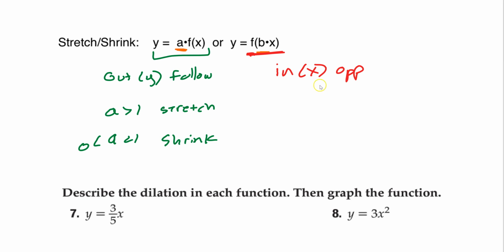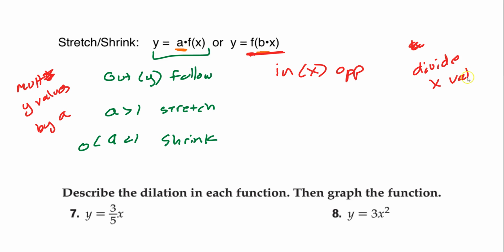So now this is a little tougher because in this one we multiply y values by a. And in this one, inside opposite, we're going to divide x values by b. So in this case, it's the opposite. If b is bigger than 1, it's actually a horizontal shrink, because you're dividing by a big number. If you're dividing by like 5, you get smaller.